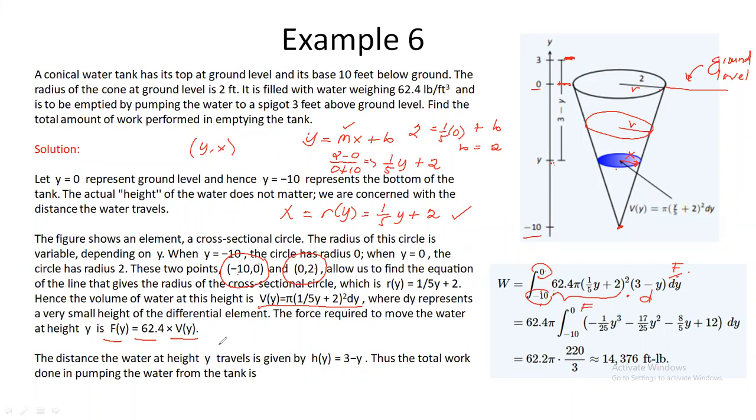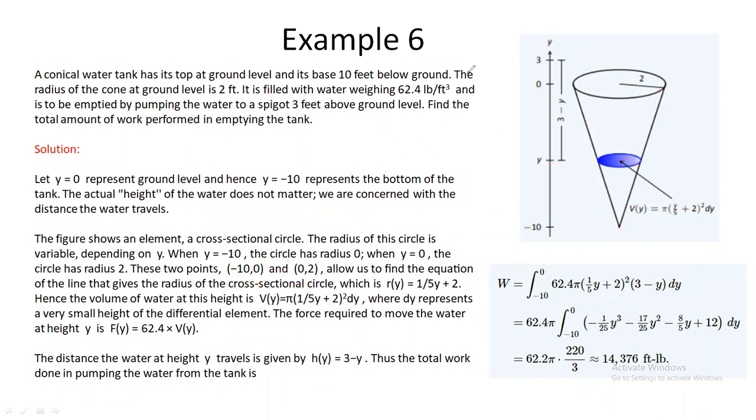The rest is just, of course, making sure that this radius is used in finding the volume, the differential volume of this differential element. So no questions? Okay. We'll go to the last one. So I think I have example number 7 here. This is a swimming pool of different cross-sections.